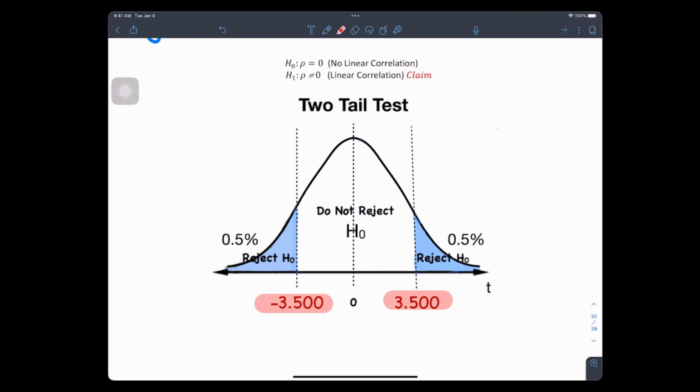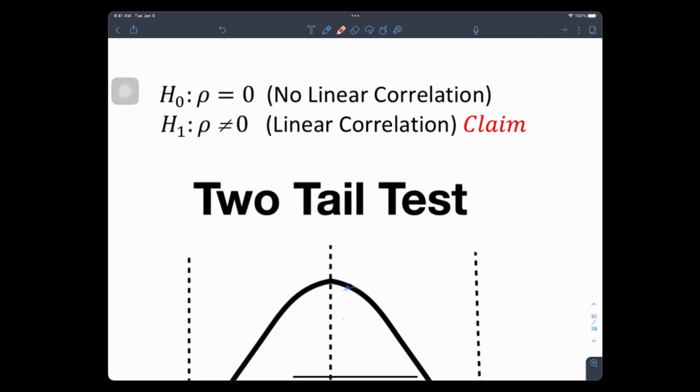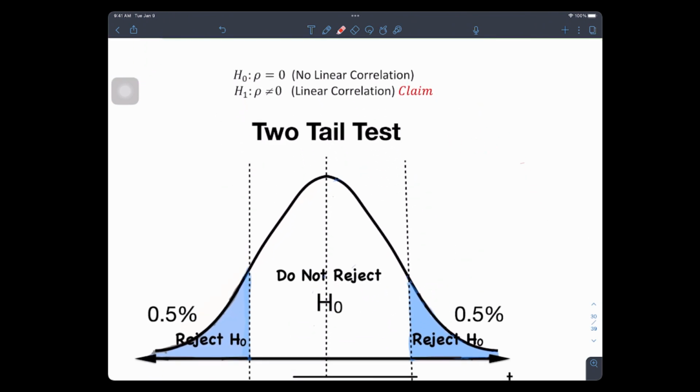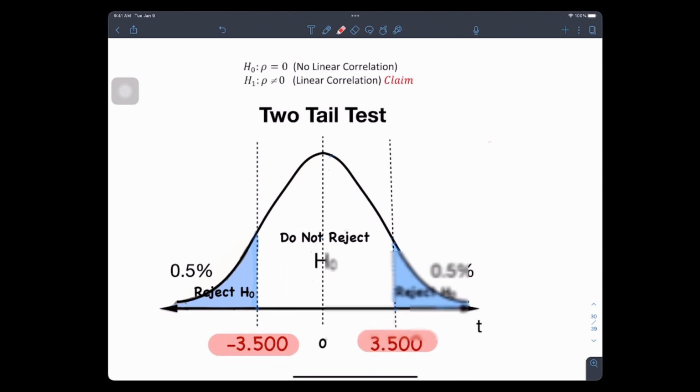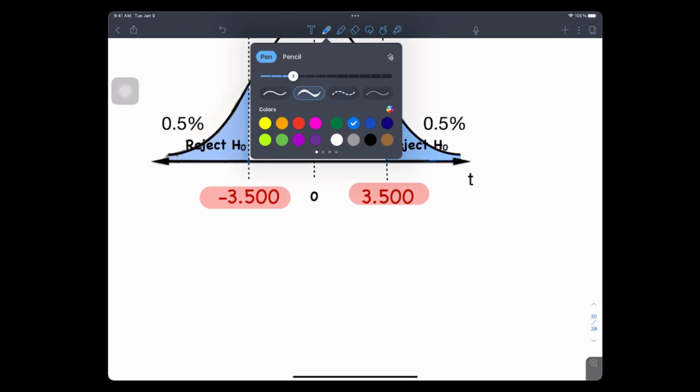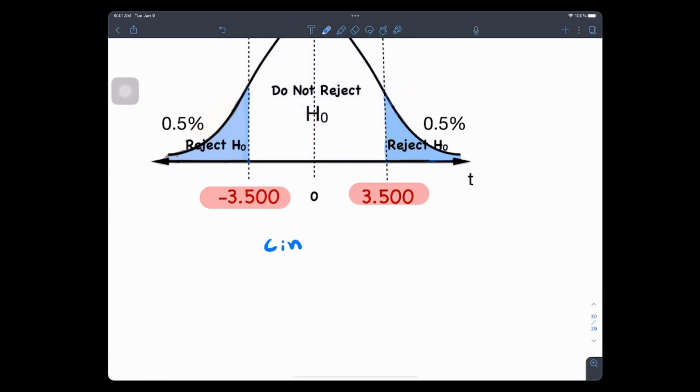But notice the hypothesis setup is exactly the same. It's kind of like a template. H0, rho is 0, no linear correlation. H1, rho is not 0. There is a linear correlation. It's a two-tailed test. You guys okay with that? Same setup. All right. Here's your decision rule. So what do we do now, ladies and gentlemen? Do you guys know what you do now? What was the command in TI? Linear regression t-test.